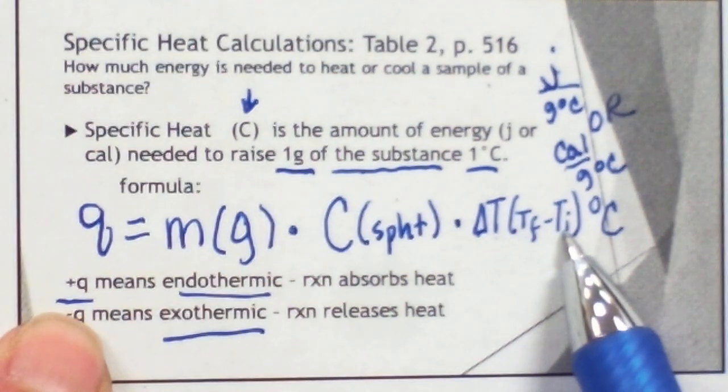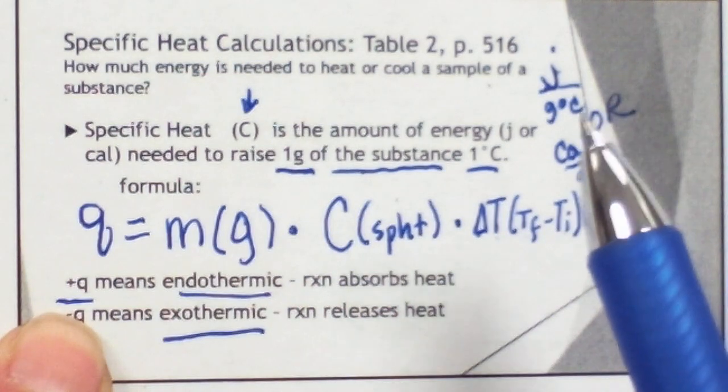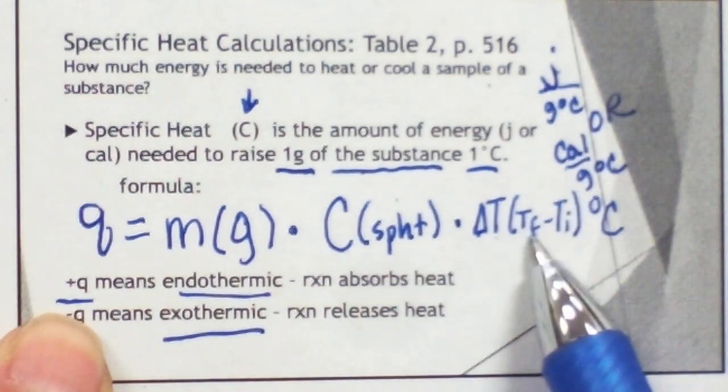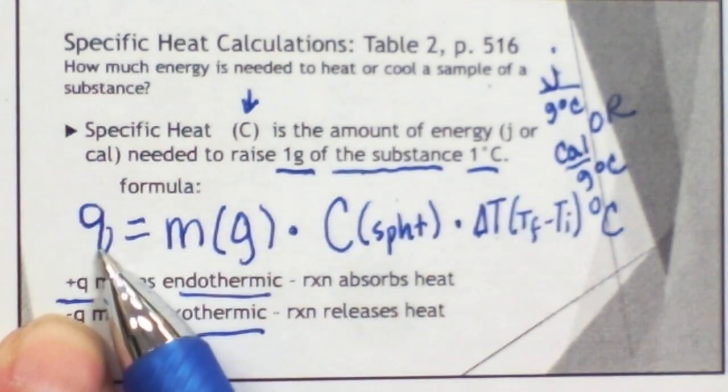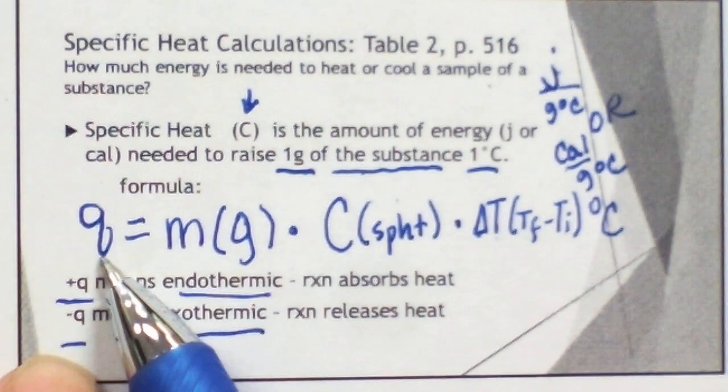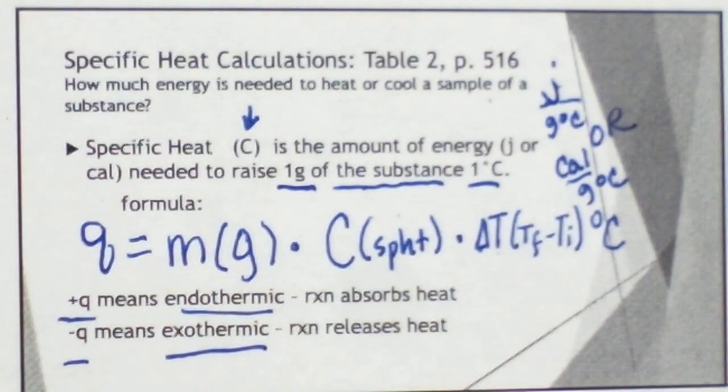Positive Q. But what if you're going from 100 degrees to 50? That's going to be 50 minus 100. So that's going to be negative 50. So your Q will be negative, exothermic, because you're cooling down, so you're giving off energy. Okay? Let's take a look.